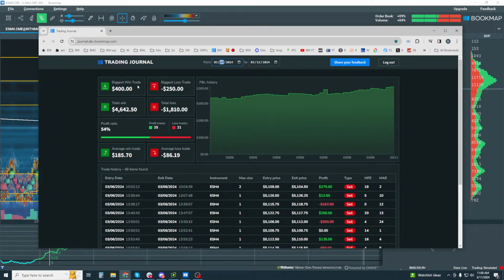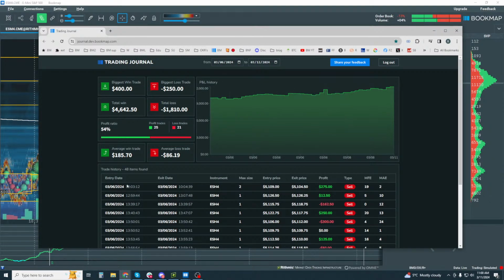Okay, so this is what I've got here. Now I set some dates in here. Okay, so this is from March 6th, from last week, to March 12th. Right, and so my biggest winner, my biggest loser, my total wins, my total losses, my profit and loss ratio here, my average winner, my average loser. Okay, pretty good stuff. Now it's only a foundation right now. But this will set the tone for all sorts of other things in here.